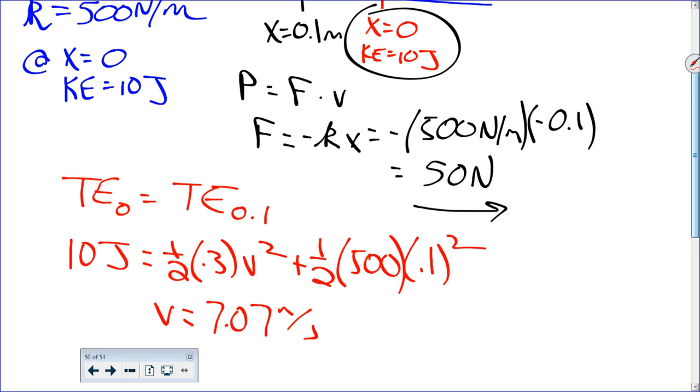All right. So now that we've got the velocity, now we can find our force. Let's see. So our velocity is negative, our force is positive, so our power should just be negative 7.07 times positive 50, which gives you 350. That's the answer, negative 350.